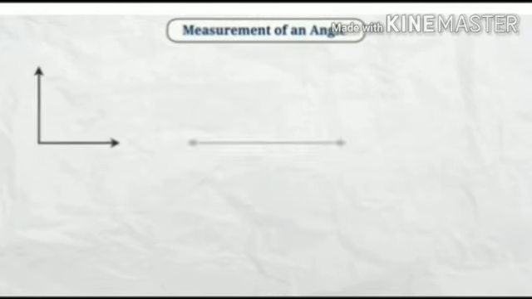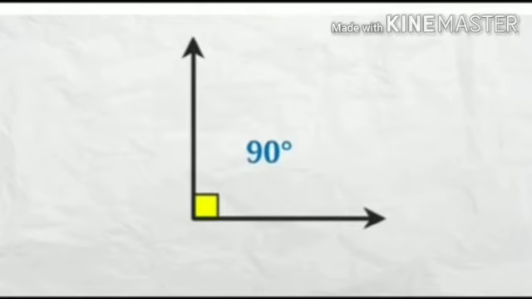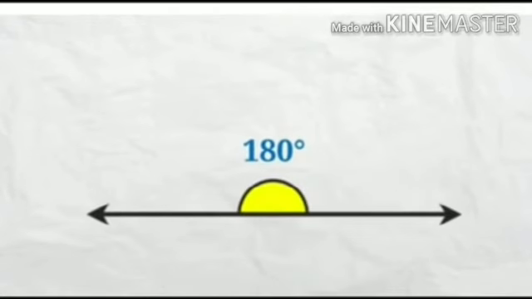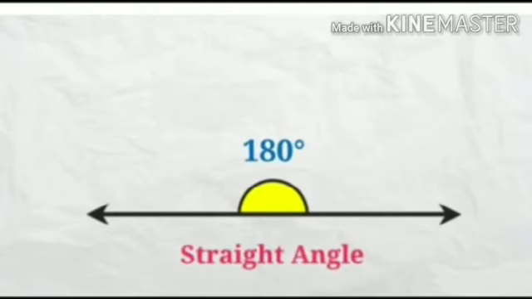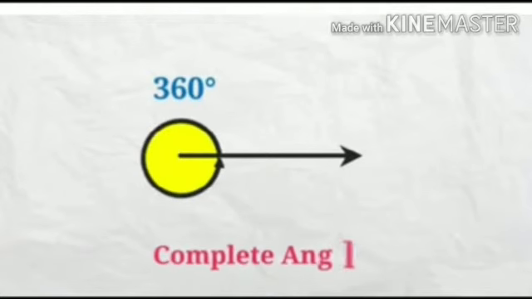We name various angles based on their measurement. An angle of 90 degree measure is called a right angle. An angle of 180 degree measure is called a straight angle. An angle of 360 degree measure is called a complete angle and it forms a circle.